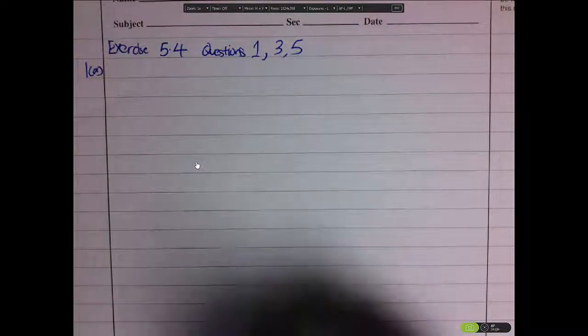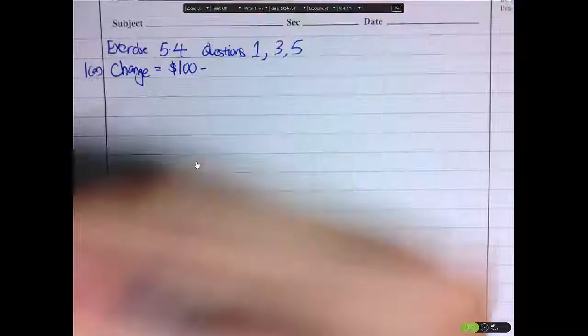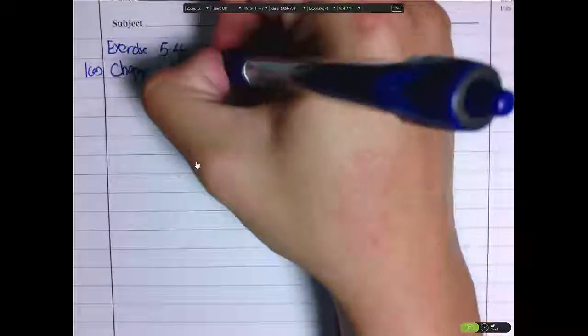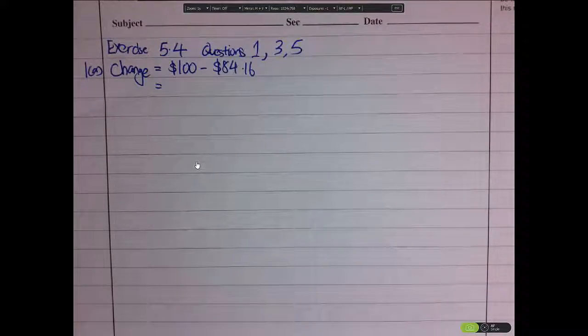Okay, now let's just do question 1A. As usual, please read before I do it, if not, no point. Change is equals to $100 minus 84.16, and the change he received was $15.84.